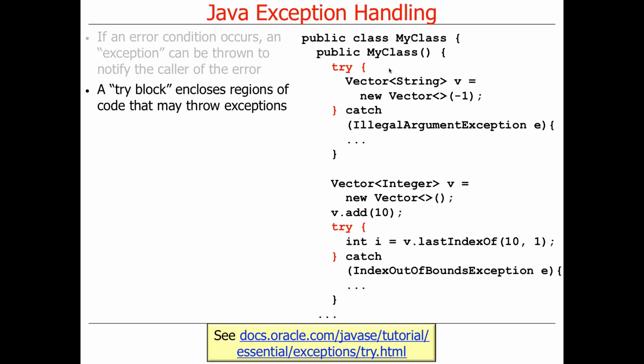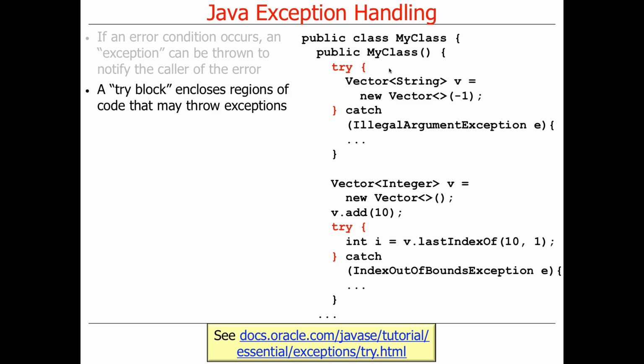All right, so how does this whole thing work? Much like C++, when you want to indicate a region of code where exceptions might occur, you surround it with what's called a try block. Here's an example where we have some class we developed. My class has a constructor, and we have a try block. As you can see here, we're going to try to make a vector with -1 as its size, which is not going to be very happy.